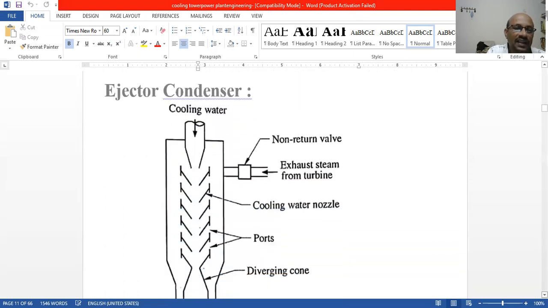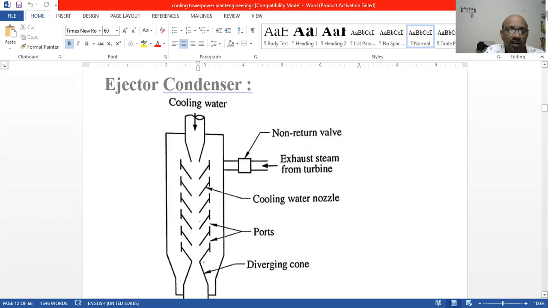The ejector condenser. In that ejector condenser, cooling water is coming over there. Cooling water nozzles will be there. Non-return valves will be there. Exhaust steam from the turbine is controlled over here through that non-return valve. Suppose if it is more, we control it with the help of this, and we send the cooling water directly from the top.